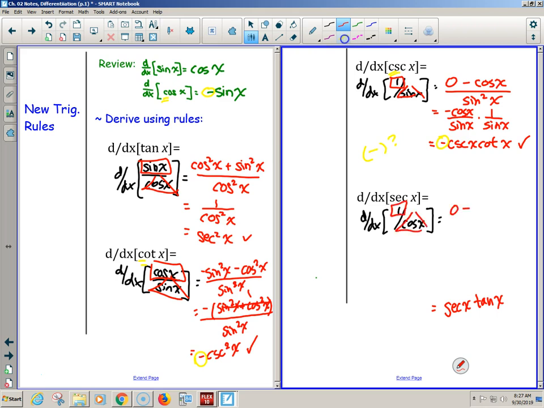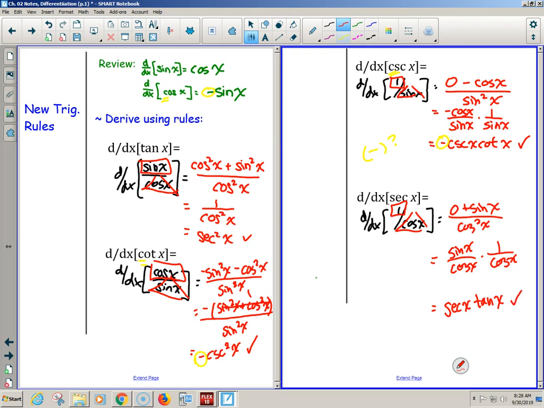Bottom d top, that's 0, minus top d bottom. The derivative of cosine is negative, so minus the negative is a positive, all over bottom squared. That looks super similar, doesn't it? So I can put a sine over a cosine, times 1 over a cosine. And is that tangent? And is that secant? Look at you guys.